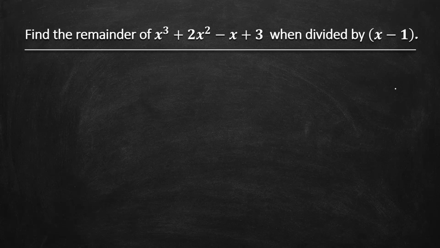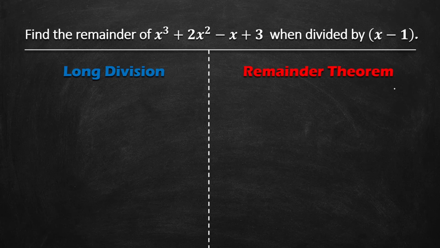Hi everyone, so today we have the problem of finding the remainder of the function when divided by x minus 1. To solve this one, I'm going to use two methods. The first one is long division. The second one is the remainder theorem, and then we can compare them.